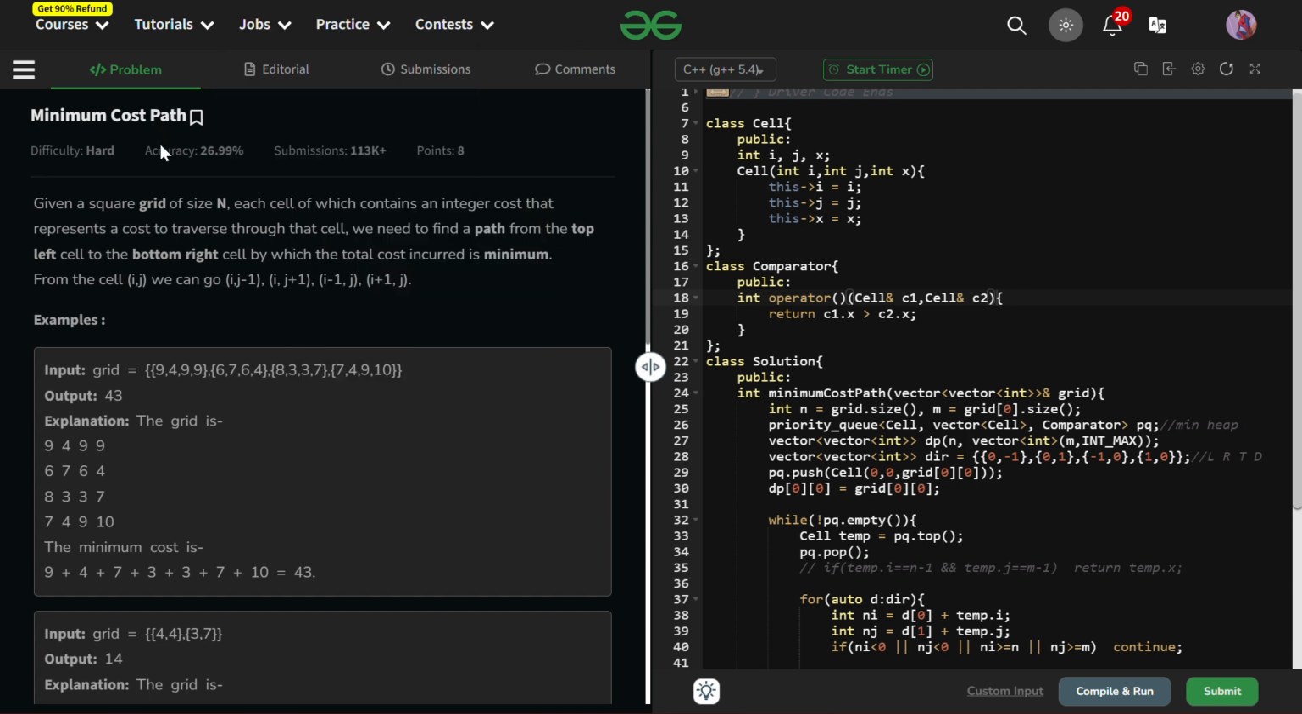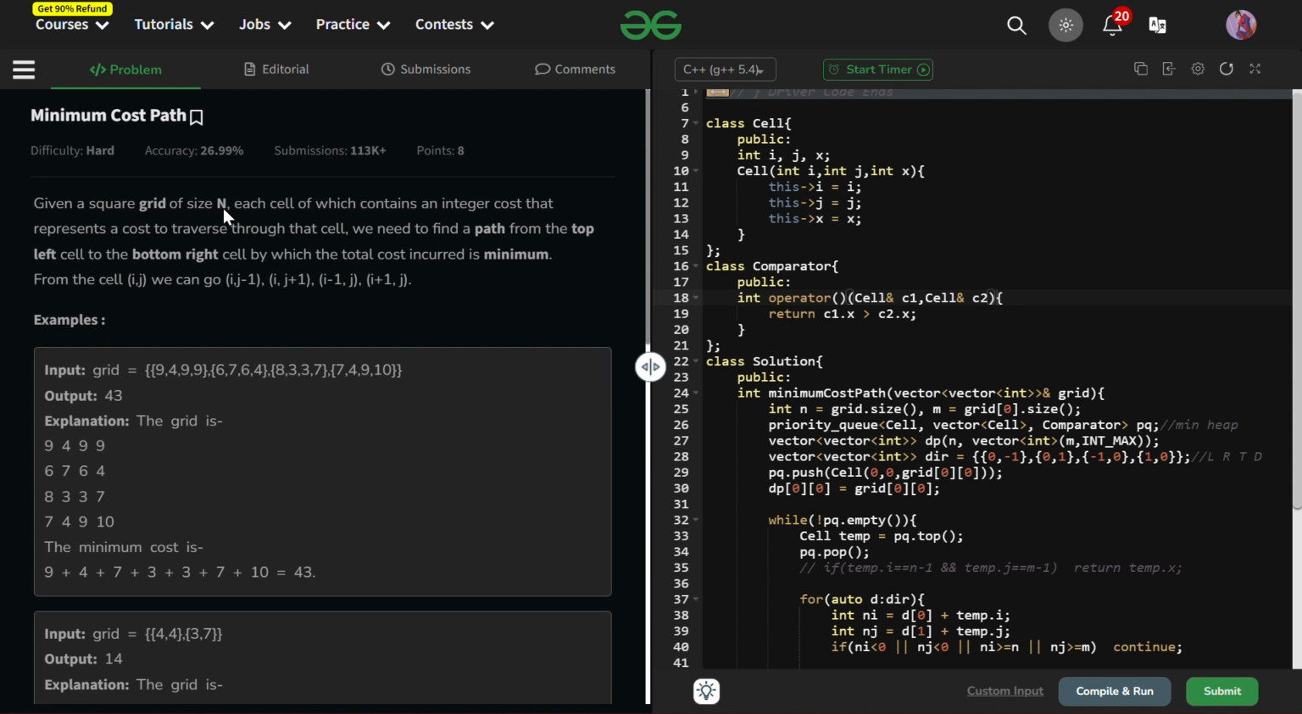Hey guys, today we discuss the minimum cost path problem of GFG. This is a Dijkstra problem. The difficulty is hard. So let's try to understand the question.